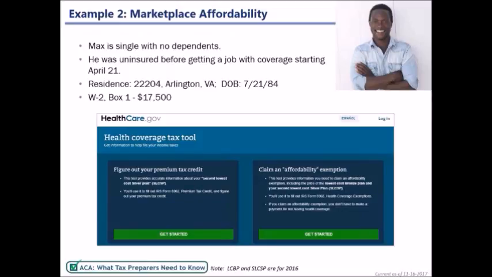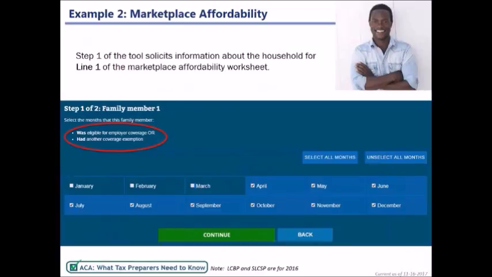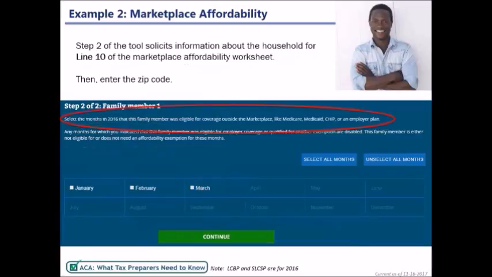So you're going to start at healthcare.gov/tax-tool. And then, as I said, it's going to walk you through the eligibility and make some of those line 1, line 10 rules a little easier. So it asks, for each family member, were they eligible for employer coverage or had another exemption? He was eligible for employer coverage April through December, and even if he did not enroll in it, we would still say he was eligible for coverage April through December. So I'm checking those boxes.